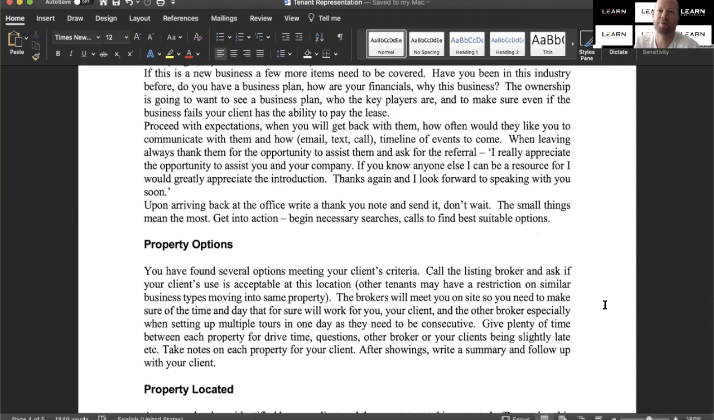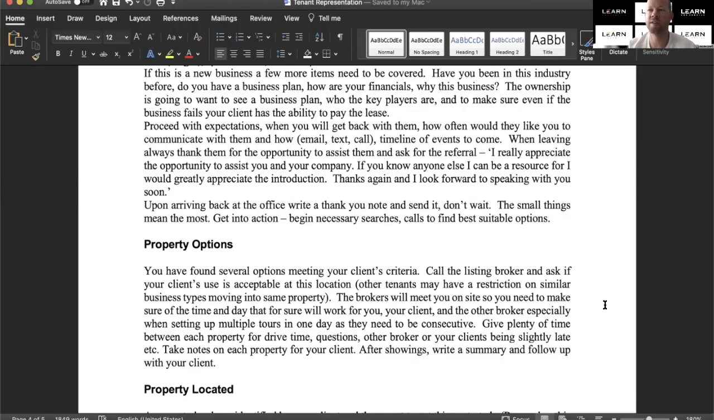All right, so property options. All right, so we found several options, meeting what our client told us during our meeting. This is what we want. Now, one thing we have to do is call the listing broker and ask if your client's use is acceptable at this location. Other tenants may have a restriction on similar business types moving into the same property.